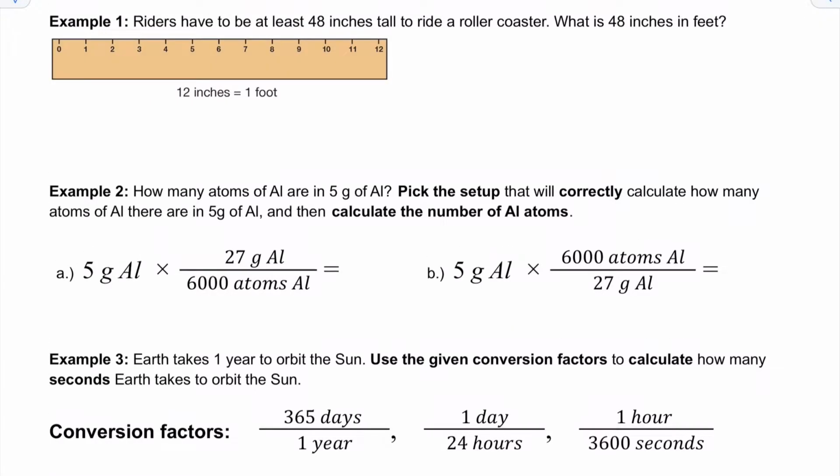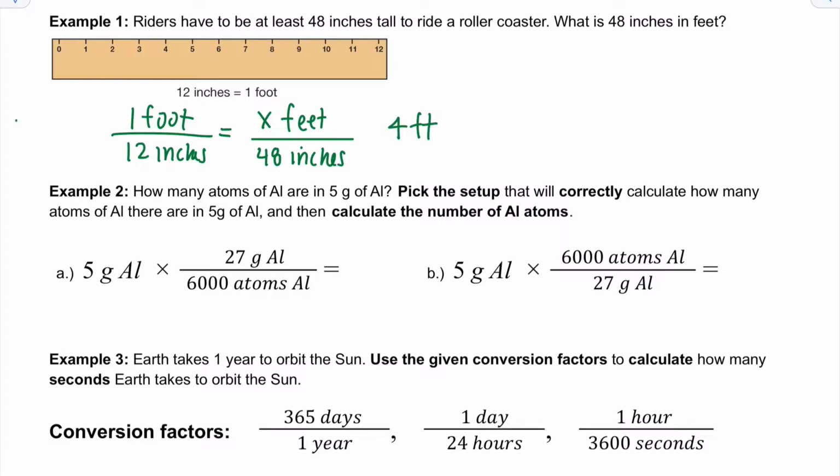Example number 1 says riders have to be at least 48 inches tall to ride a roller coaster. What is 48 inches in feet? I'm going to first show this as a proportion. And in the proportion, we're using what I have always called the original recipe, and then the 48 inches would be the modified amount. So if I set that up as a proportion, it would look like this. And you would cross multiply, and you would get 4 feet.